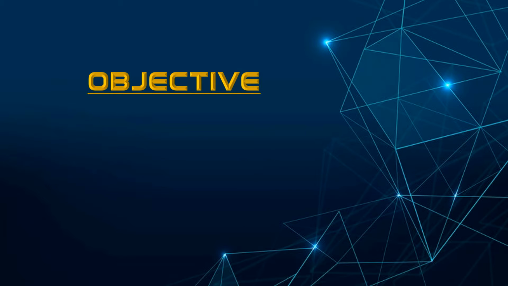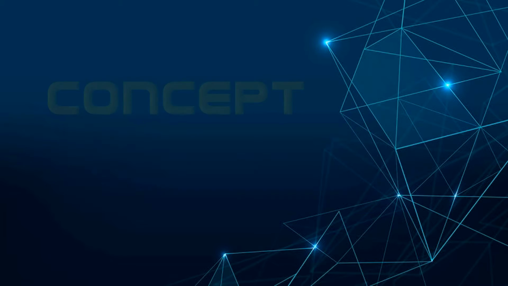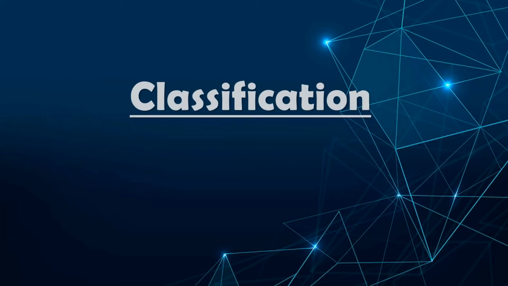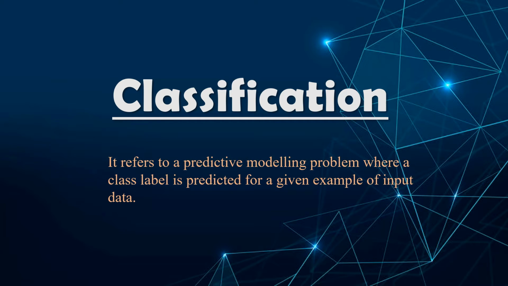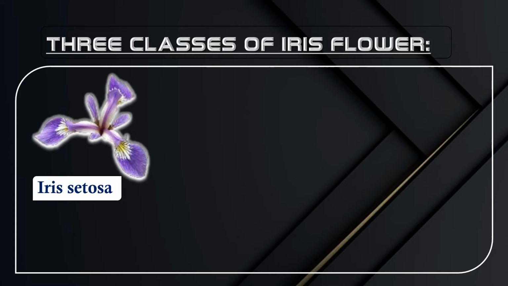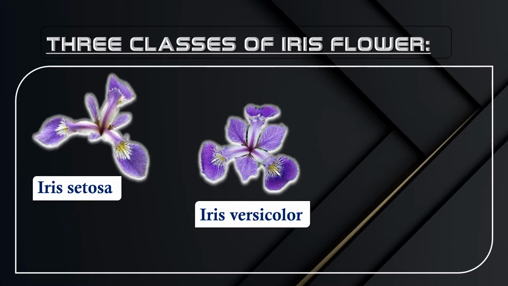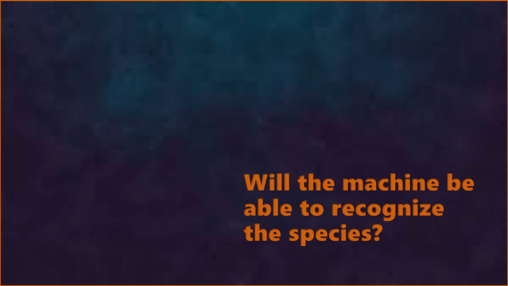Objective: teaching your machine to differentiate between different classes of iris flower. Concept: classification. It refers to a predictive modeling problem where a class label is predicted for a given example of input data. 3 classes of iris flower: Iris setosa, Iris versicolor, Iris virginica. If you randomly select a flower belonging to one species and give it to your machine, will the machine be able to recognize the species?